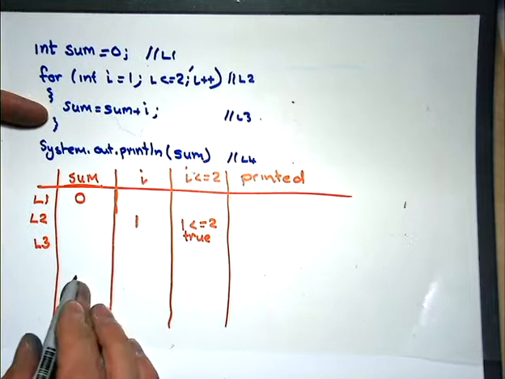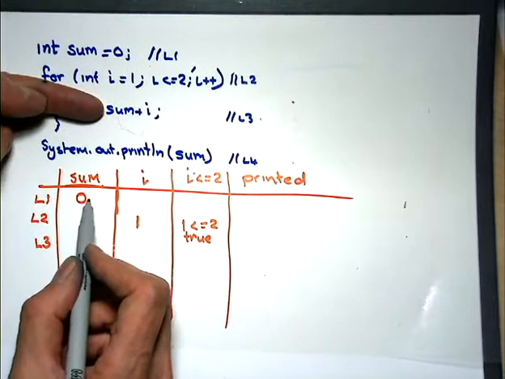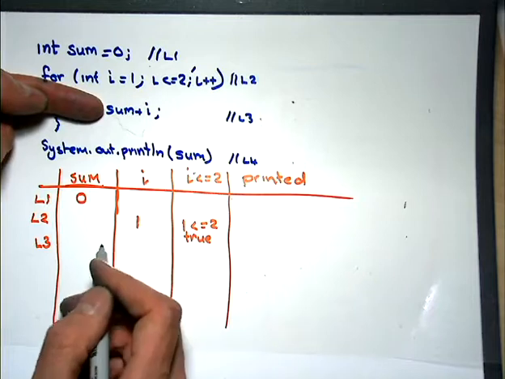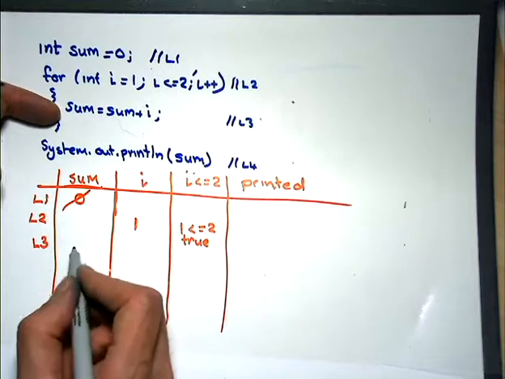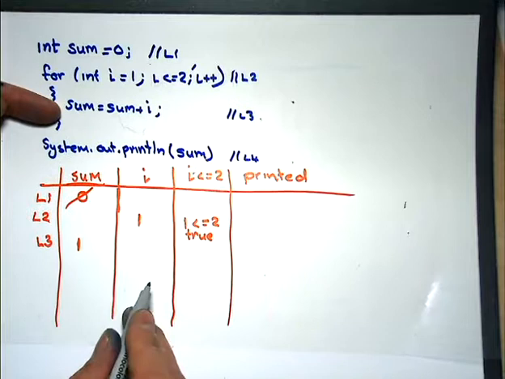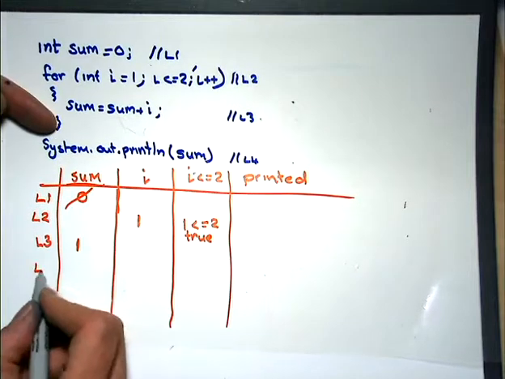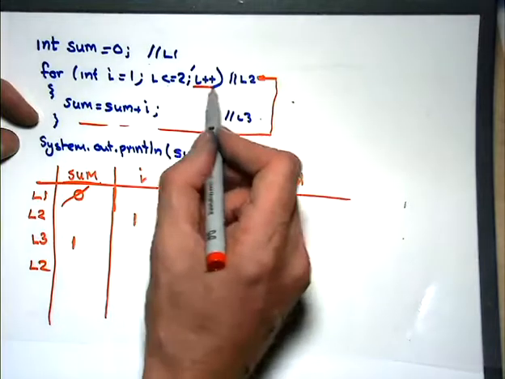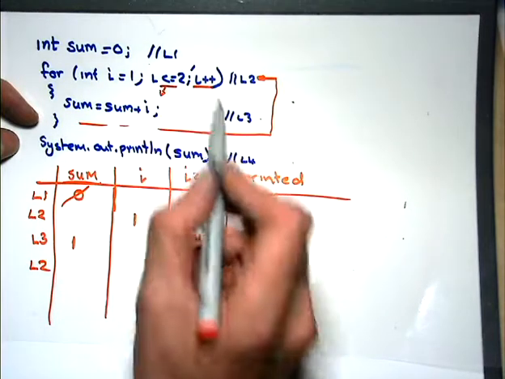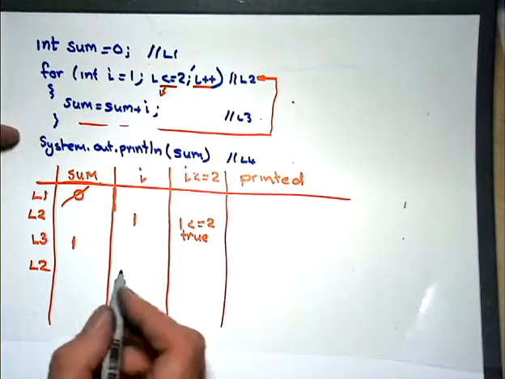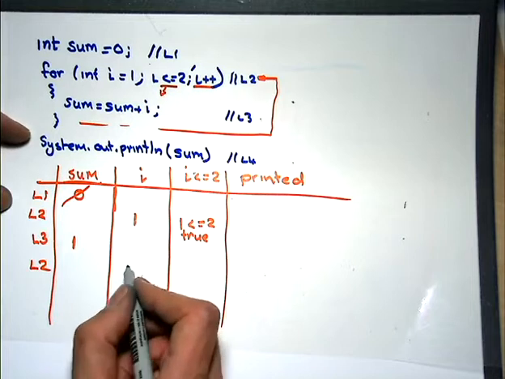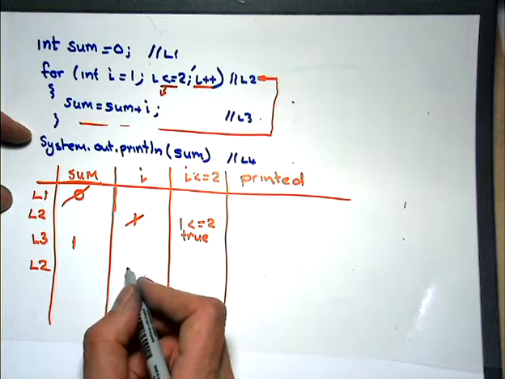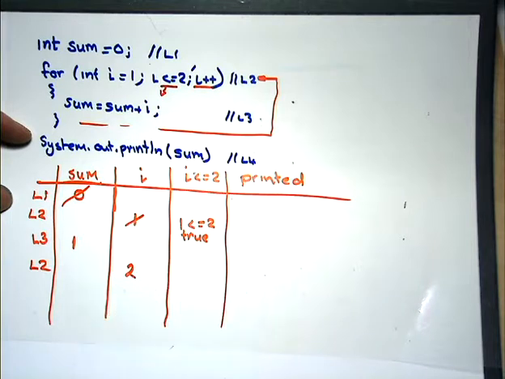Line L3 says, take the value of sum and the value of I, 0 and 1, add them together, so the answer is 1, and store that back into sum. So we lose the old value of sum and get a new value. Then we go back up to line L2, and we do that bit and then that bit and then back in again. I++ is just I gets I plus 1, so we take the value of I, add 1 to it, makes 2, and store the new value back into I. I is now 2.